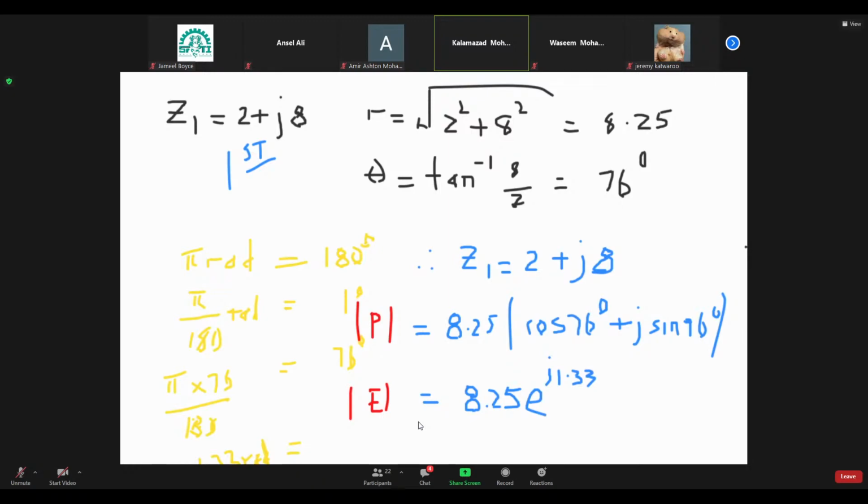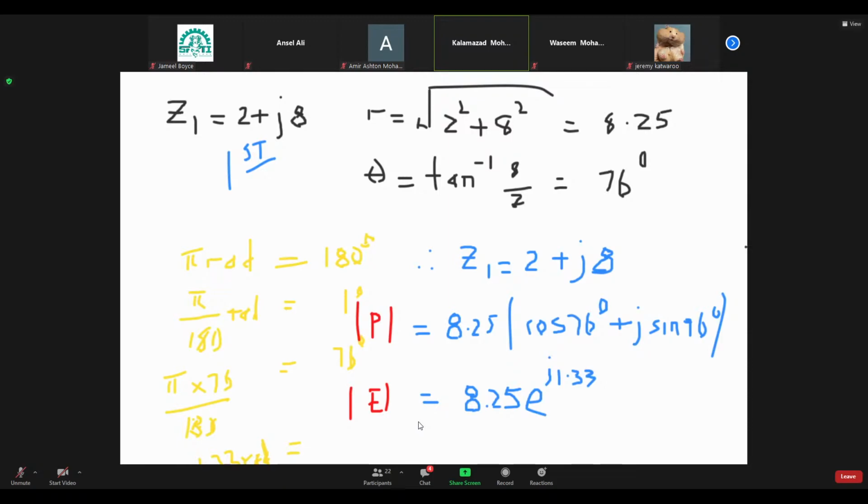Yeah. All right, let's work it backwards and see. So we go to our calculator. It's going to be 8.25 multiplied by cos 76. That's going to give us 2.